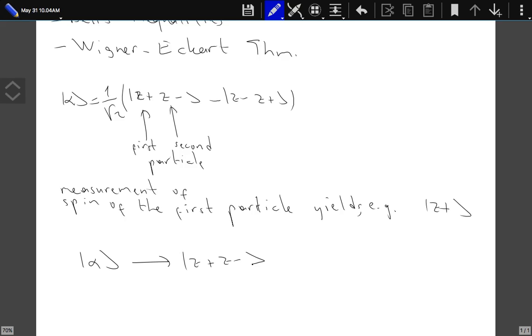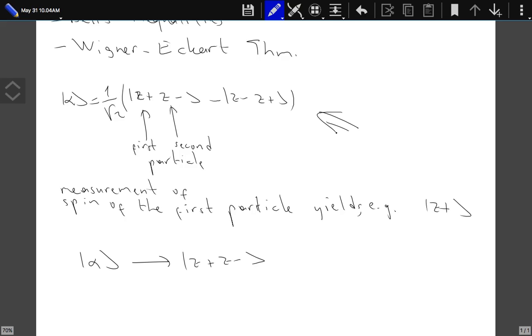But this ket tells me that the second particle has a definite spin, the spin minus, after the first measurement. We didn't make any measurement on the second particle, but now we are definitely sure that its spin is negative, as long as you are sure that you created this state to start with. In a sense, the first measurement determines the spin of the second particle.